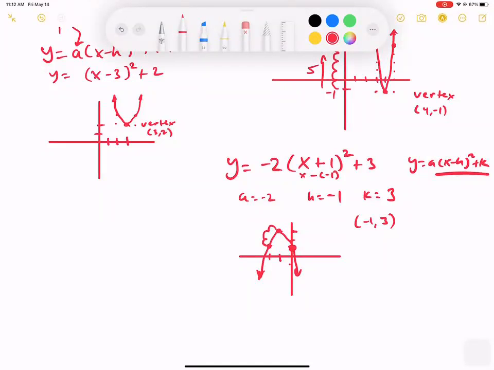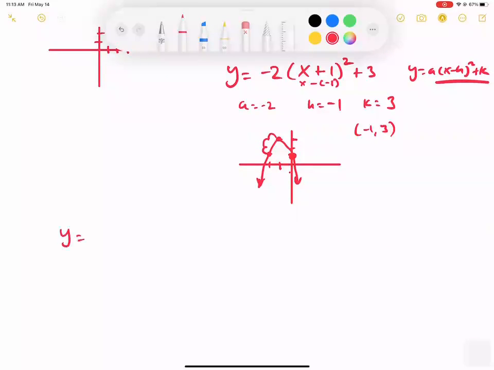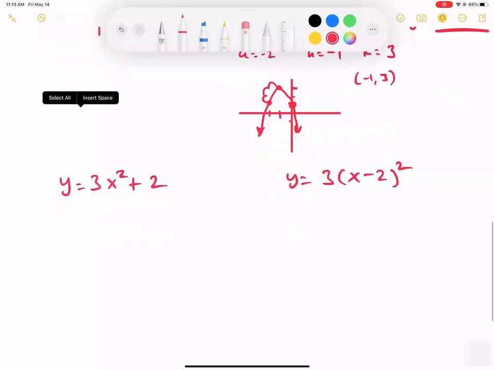Okay, there are only 2 more things I need to show you, 2 more examples of this. What if I'm missing h or what if I'm missing k? What if I'm missing one over the other? So let's go y = 3x² + 2 and y = 3(x - 2)². Look at the difference in these two. Remember the parent function is y = a(x - h)² + k.